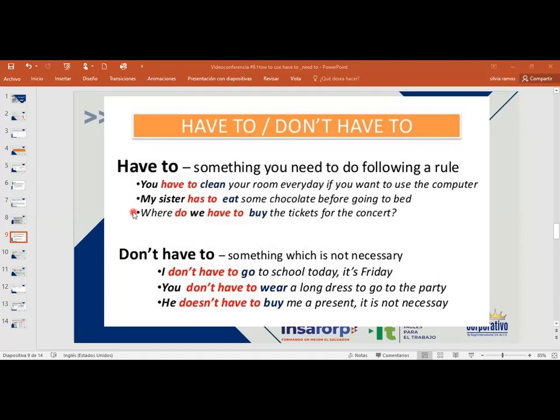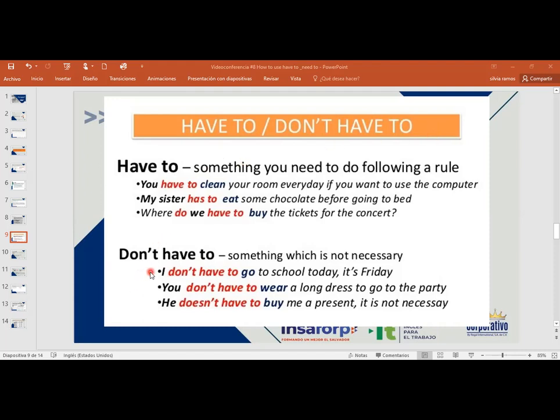Continue there, Karen. Where do we have to buy the ticket for the concert? Very good. So look at this. We can also make questions for have to, right? And also we have don't have to, right? Este don't, así se llama la regla. Have to, don't have to. Pero si tenemos tercera persona, va a cambiar. Has to, doesn't have to, right?